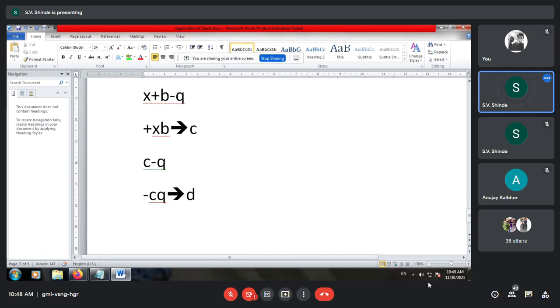So what is the meaning of c? You can see c is nothing but x plus p. So I put x, sorry, plus xb. So we have to replace c with plus x b. The element was q, so we have modified it. Now what to replace? So here we have changed the value of c.